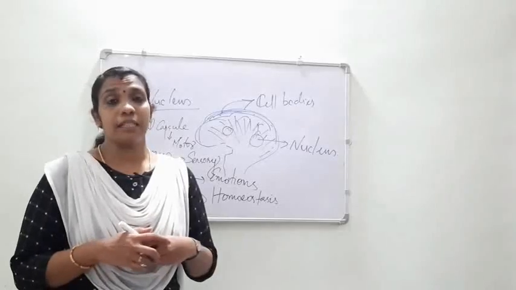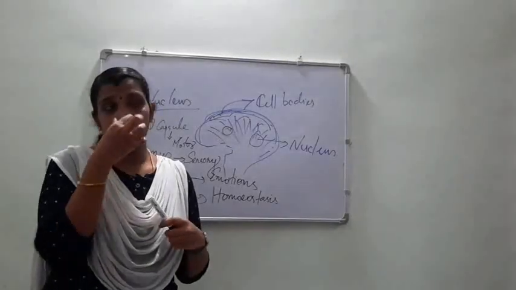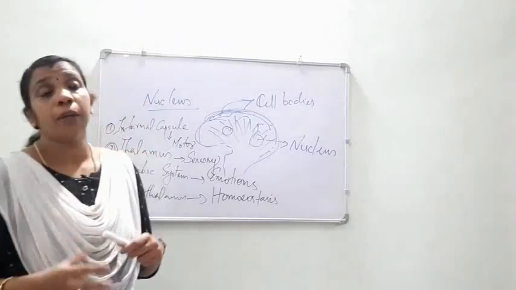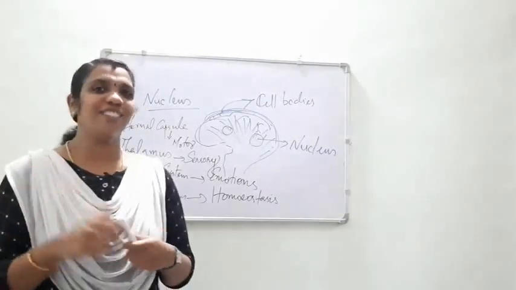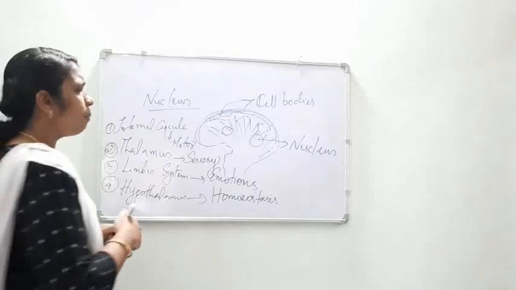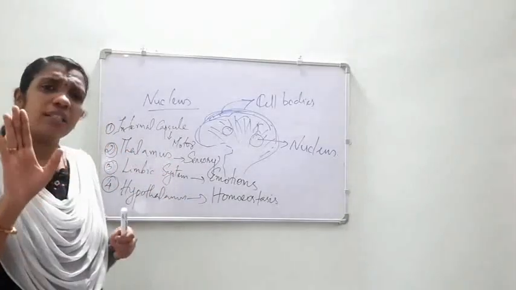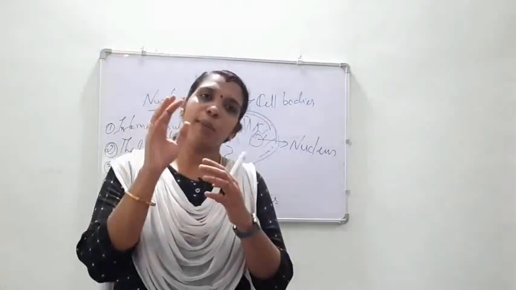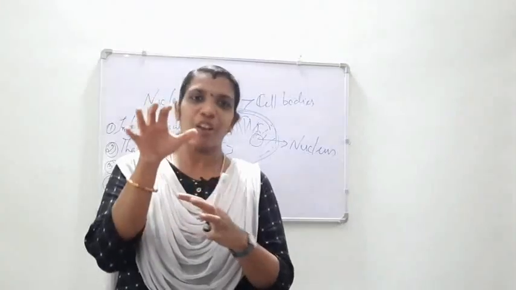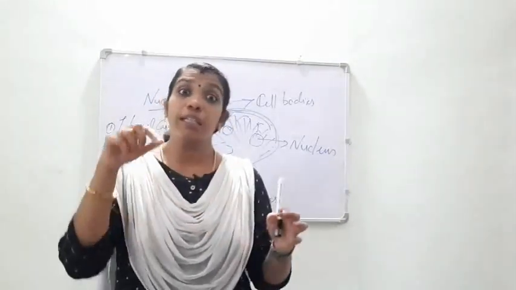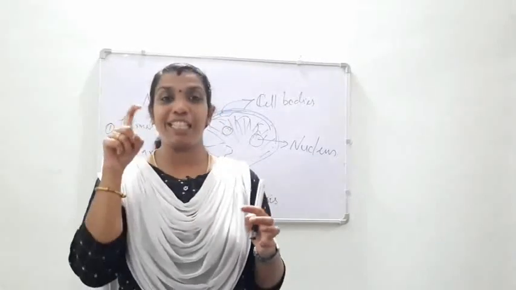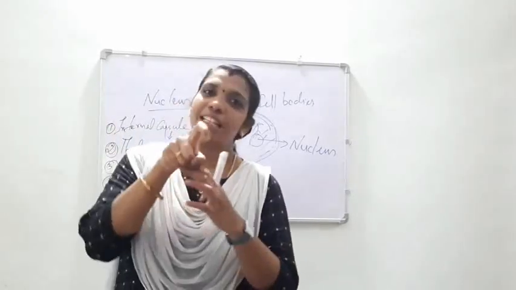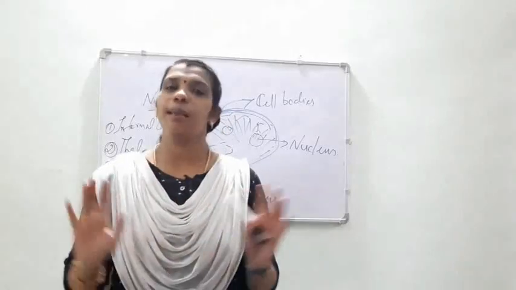And this limbic system, I will say something, it is in close connection with hippocampus and amygdala. Okay, you know all these things, hippocampus and amygdala. So what is this hippocampus? Hippo means horse. Hippocampus looks like that of a seahorse. It looks like that of a seahorse, so it is known as hippocampus.